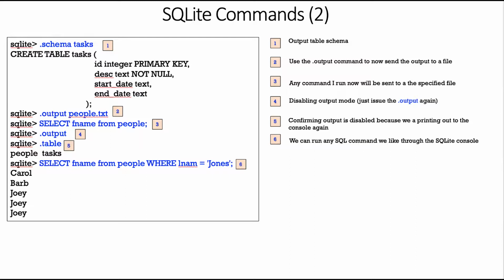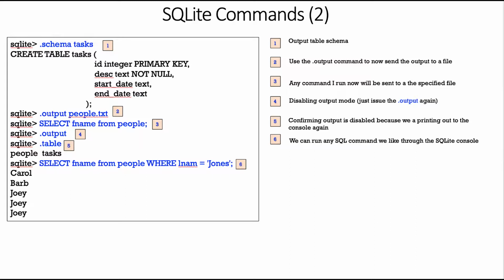We can also use the .output command with a specified file, and we can gather the output and store it in a file. So .output people.txt sends it to people.txt. Now if we do a select FName from people, it no longer returns to the console. It will go to that file. It will continue to go to that file until we issue another .output, which nullifies the output command.